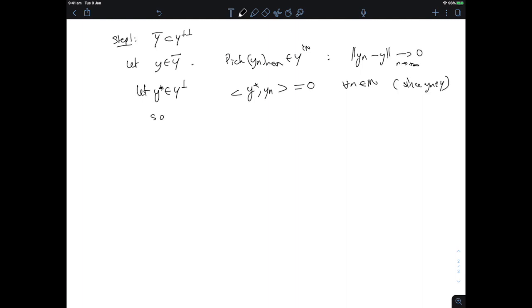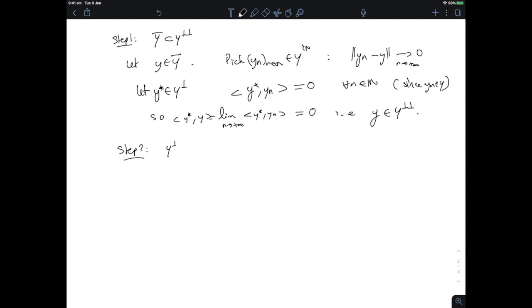So what we have by taking the limit is that y star y, which is the limit of the y star yn, because y star is a continuous linear functional and yn tends to y in norm, has to be 0. And that exactly says that y belongs to y perp, right? Y star applied to y is 0 for every y star in y perp. So that's step 1. That gives us one inclusion.